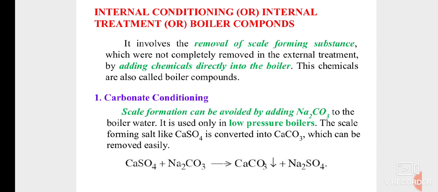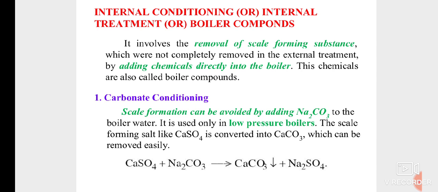Carbonate conditioning is only used for low pressure boilers. The scale forming salt calcium sulfate is converted into calcium carbonate. Calcium sulfate is the scale forming substance, and calcium carbonate is easily removed by the boiling of the water because it is a carbonate salt.